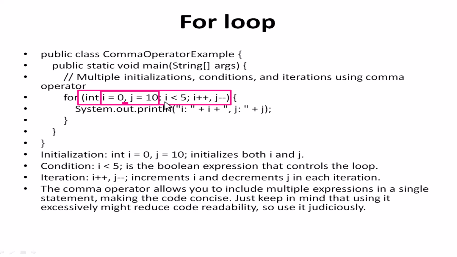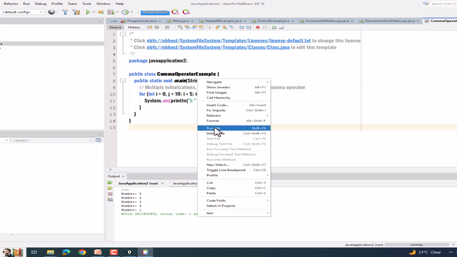Then the condition you are going to check is i less than 5. i is 0, i less than 5. Then if this condition is true, i will be incremented and j will be decremented. Here also, if you notice, you are going to use a comma. So two times we have used a comma. In Java, a comma is allowed in order to include multiple expressions in a single statement. Then it will be printed. So let us compile this particular program. Now run the program.